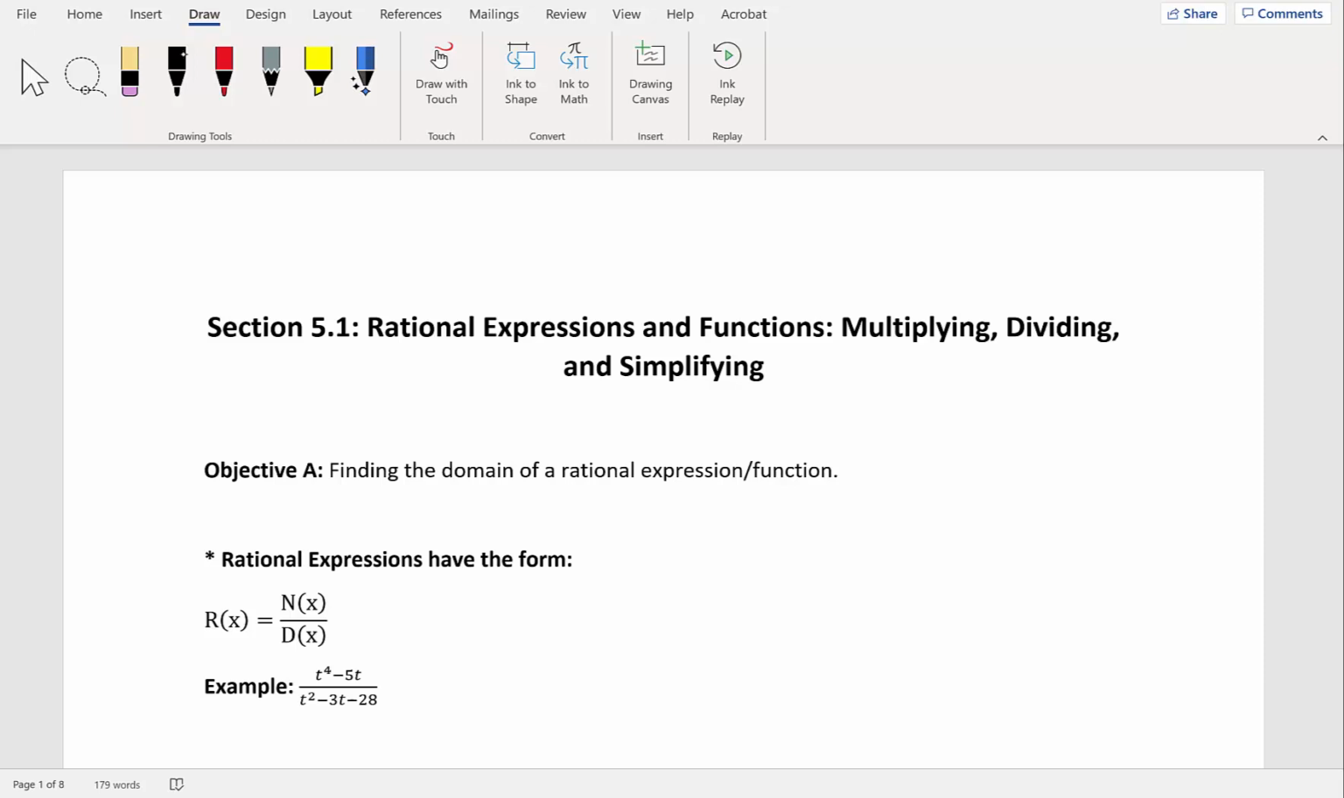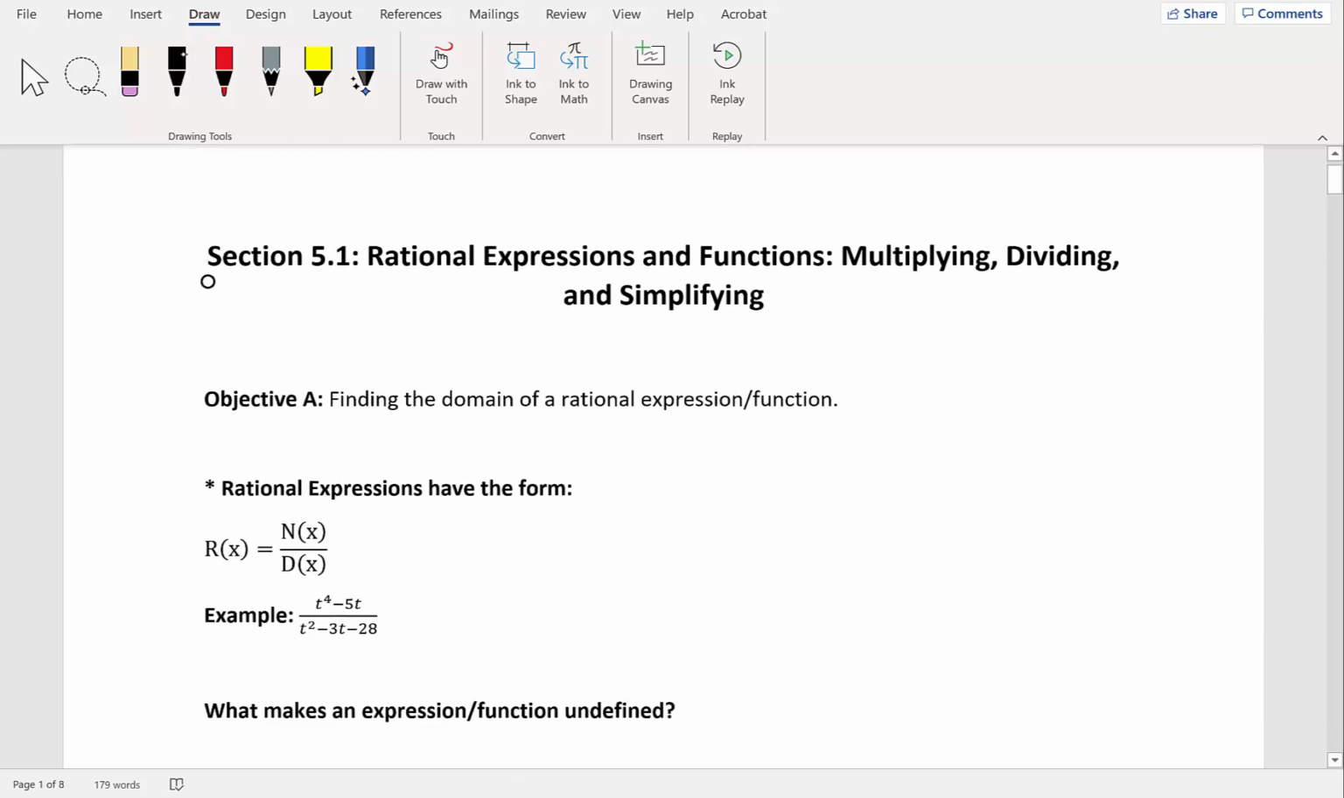Now, first, rational expressions have the form r of x equal to n of x divided by d of x. What this is saying is you just have one polynomial divided by another polynomial. So in other words, you have a fraction with polynomials. An example of a rational expression: t to the fourth minus 5t all over t squared minus 3t minus 28. As you can see, it's a fraction, with a polynomial in the numerator and a polynomial in the denominator.